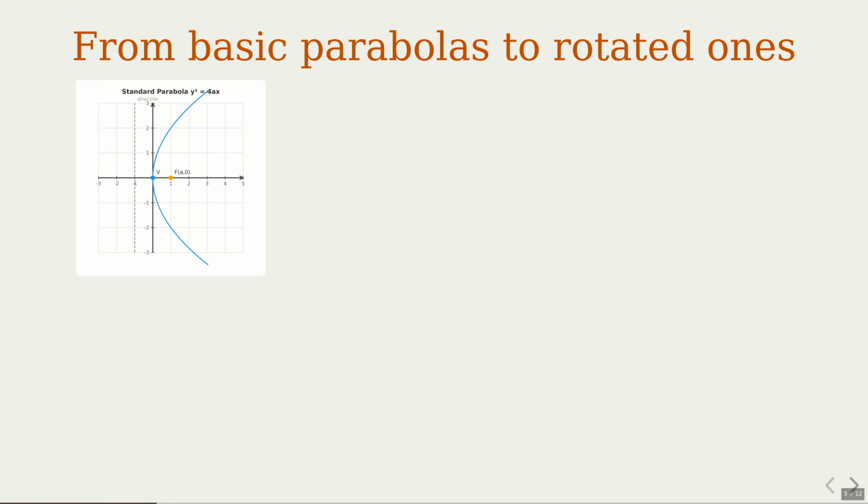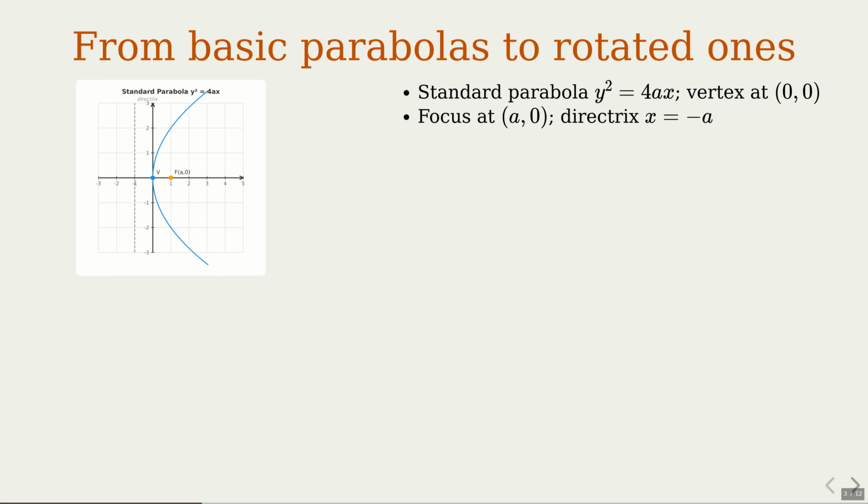Before we rotate anything, let us recall how a standard parabola, its focus, and its directrix are related. In many problems, we meet the basic sideways parabola, where y squared equals 4ax with the vertex at the origin. For that curve, the focus sits a units to the right on the x-axis, and the directrix is the vertical line, the same distance to the left. So every point on the parabola is the same distance from the point (a, 0) and from the line x equals minus a, right?